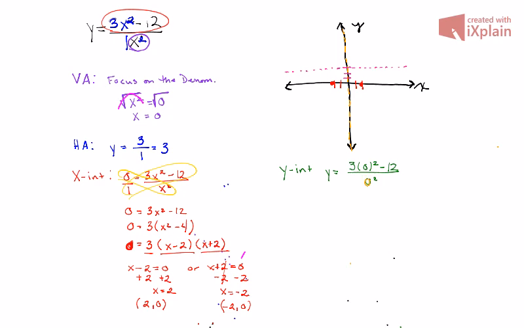I have a 0 squared in the denominator, and you should be catching this and saying, well, 0 squared is 0. I can't have 0 in the denominator. And we actually noted that already when we looked at our vertical asymptote. So in this case, we won't have any y-intercepts for this problem.